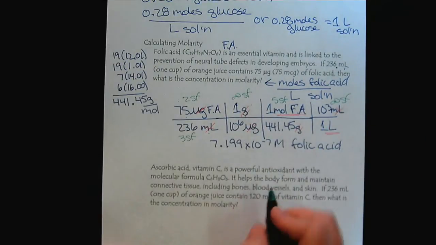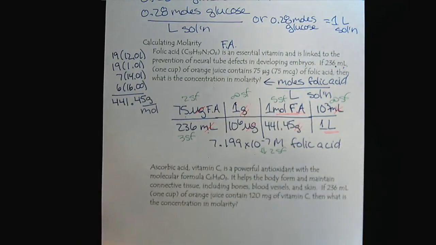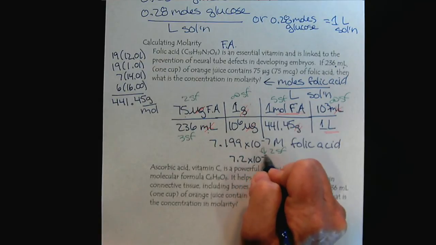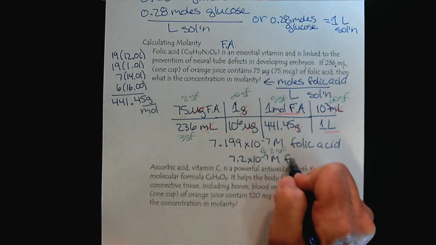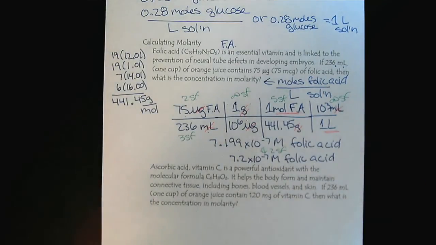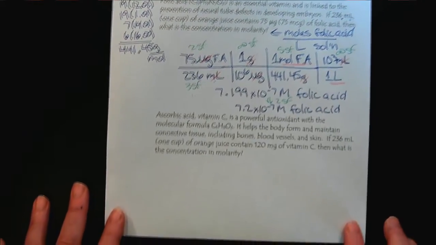So our final answer, we want to report to 2 sig figs. So that would be 7.2 times 10 to the minus 7 molar folic acid. It's amazing that such a small concentration can make such a big effect in the health of developing embryos. Now let's go to the next practice problem.